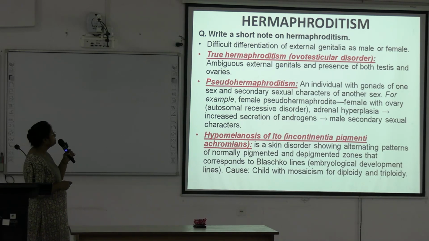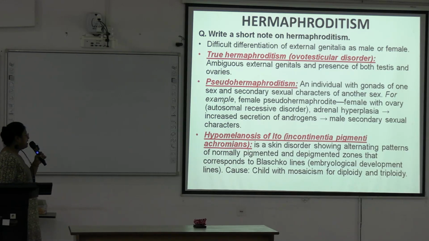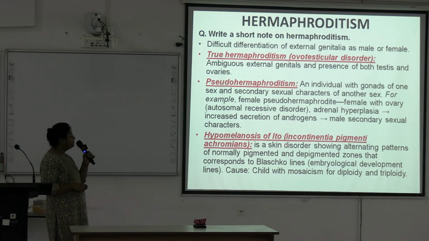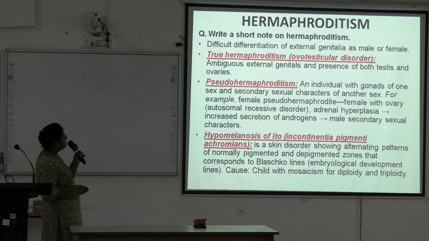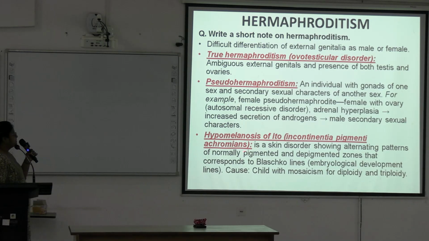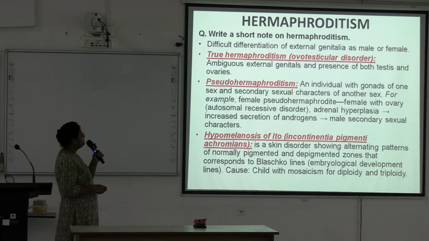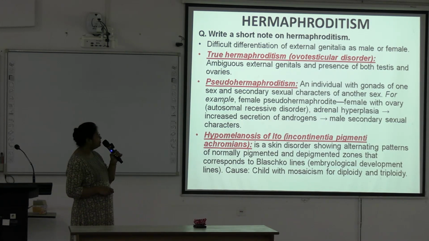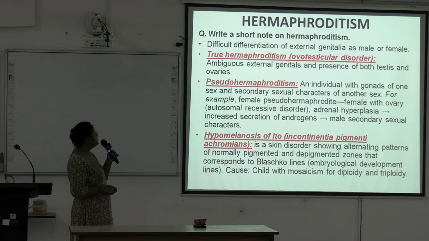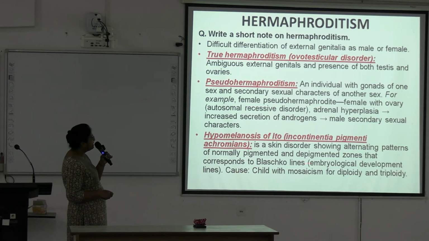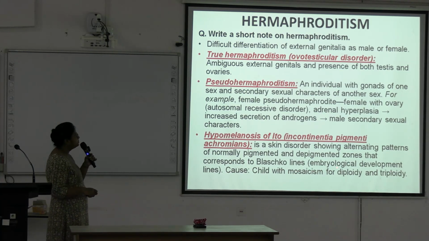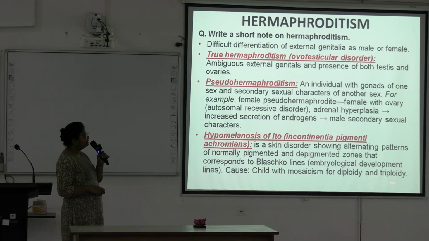Okay, so that's why it is known as pseudo-hermaphroditism. Next is hypomelanosis of Ito or incontinentia pigmenti achromians. It is a skin disorder showing alternating patterns of normally pigmented and depigmented zones, and that corresponds to Blaschko lines. These Blaschko lines are embryological developmental lines, and the cause is a child with mosaicism for diploidy and triploidy.